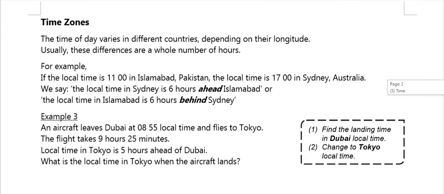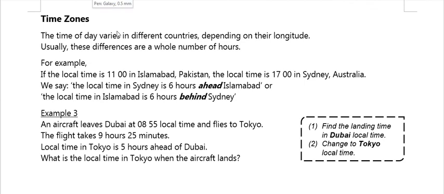Next one will be about time zone. Time zone is related to when you are in a different country, the time of day will vary. So there is a difference between two countries in terms of the time. For example, if the local time is 1100 in Islamabad, Pakistan, the local time is 1700 in Sydney, Australia. So we can say that Sydney is 6 hours ahead of Islamabad, or in terms of Islamabad, it is 6 hours behind Sydney. So the time difference is 6 hours.